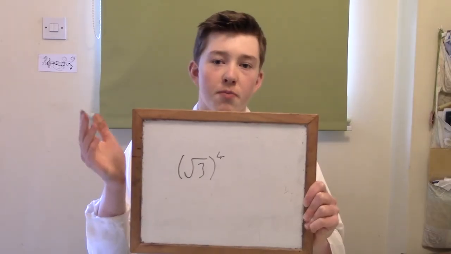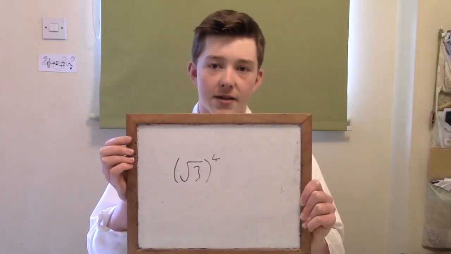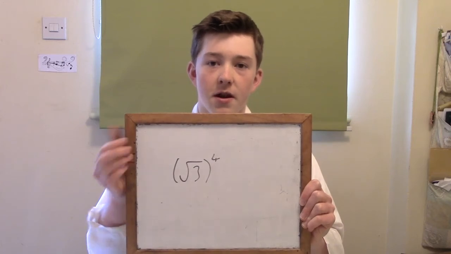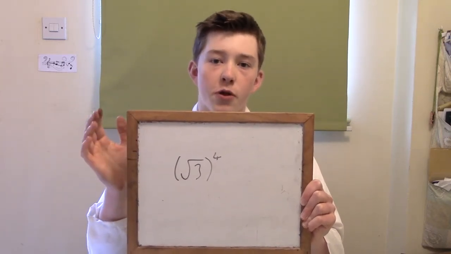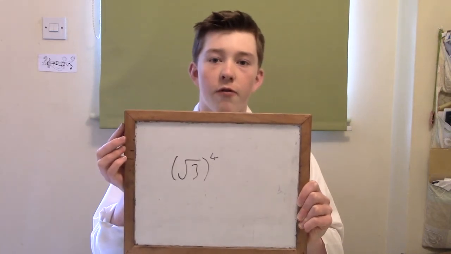We'll now move on to a completely different part of the surds topic. Powers and brackets involving surds. Like this one, for example. Root 3 is inside a bracket, and that bracket is to the power of 4.